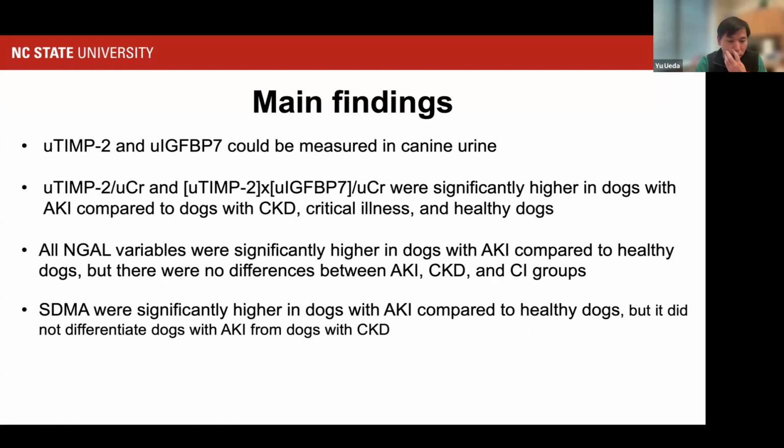And like I said before, all NGAL variables were significantly higher in dogs with AKI compared to healthy dogs, but there was no significant difference between the AKI, CKD, and critical illness groups. And the same for SDMA. SDMA concentration was higher in the AKI group compared to the healthy control group, but there is no difference between the AKI and the CKD group.